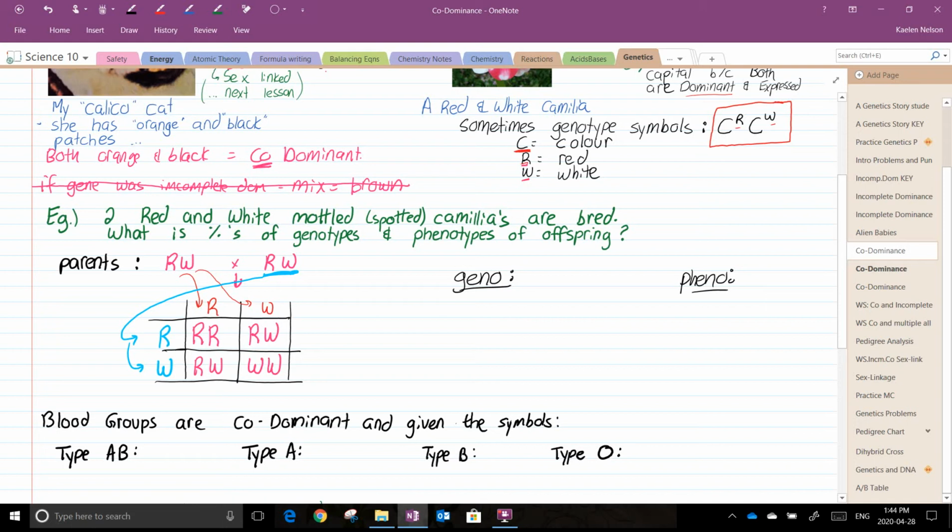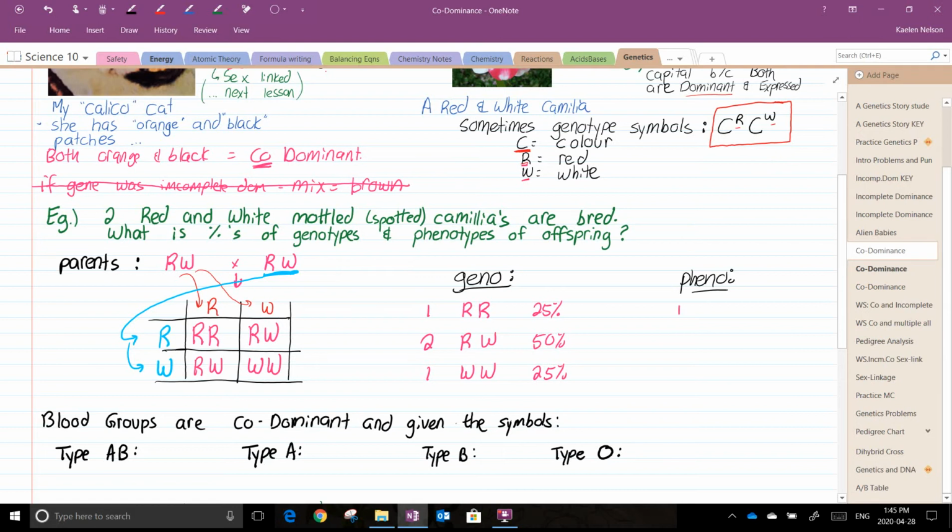And my question asks me my genotypes and phenotypes. So I can list my genotypes as 1 big R, big R, or 25%, since the question asks for percent, 2 big R, big W, which is 50%, and 1 big W, big W, also at 25%.